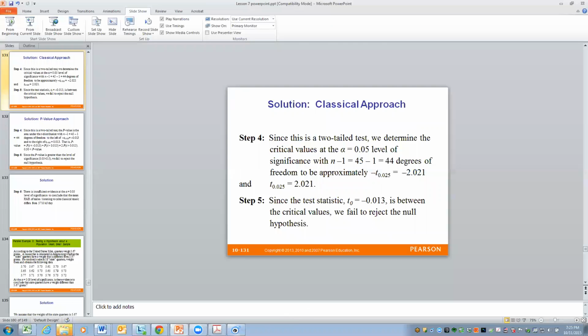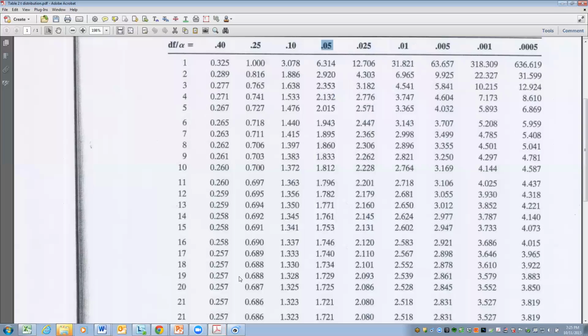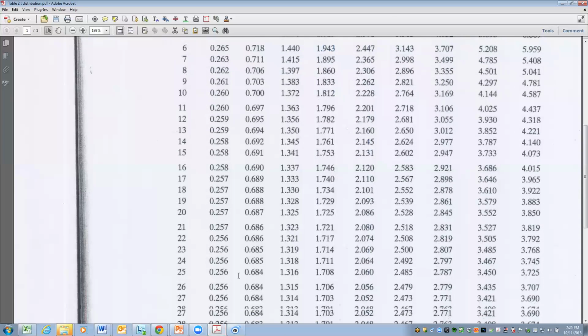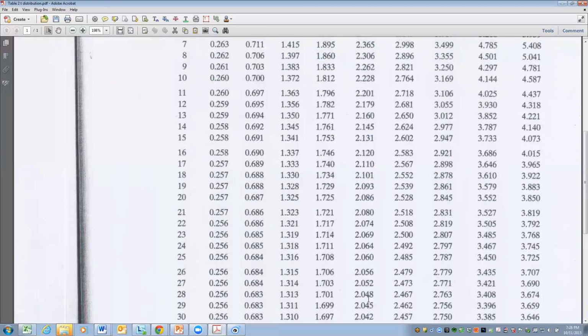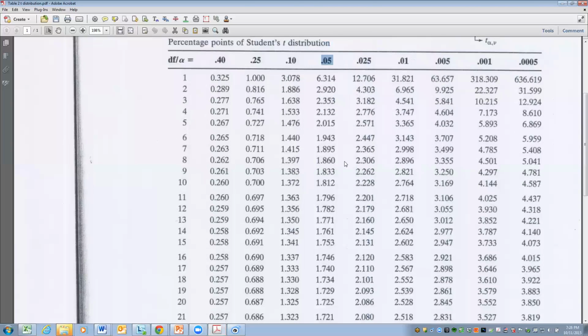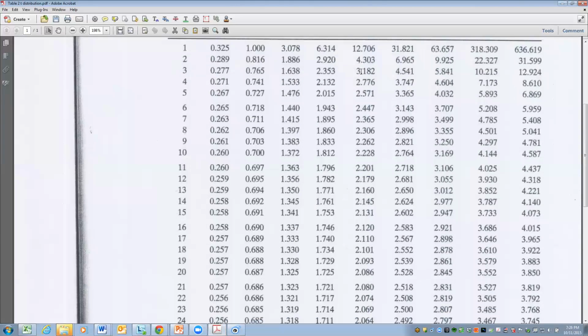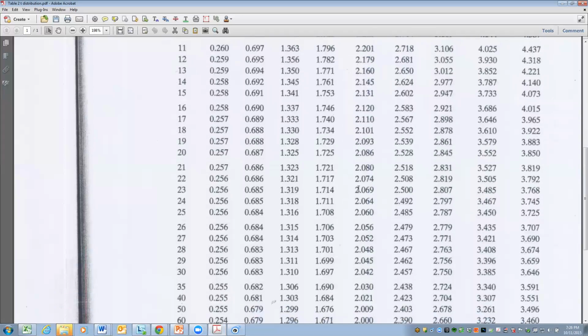Now, the table I showed you doesn't have 44. It only has 40. If I were using this table, I would use the thing that was closest to 44 but was smaller. And if I look at the 0.025 column, that's this one, scrolling down, that would give me a value of 2.021. So I would have a critical value of 2.021.